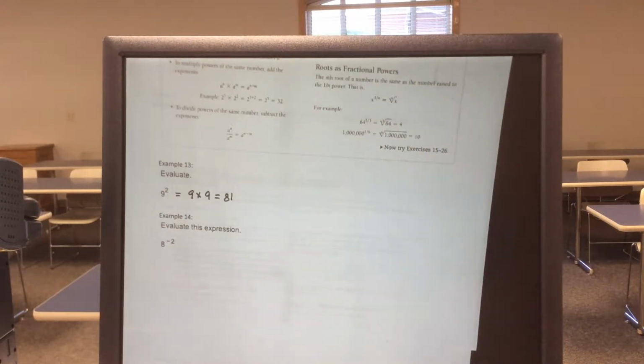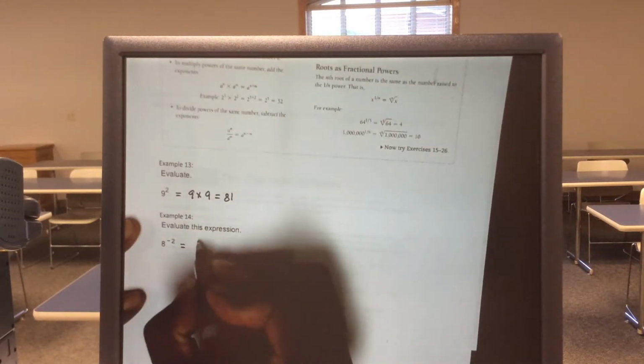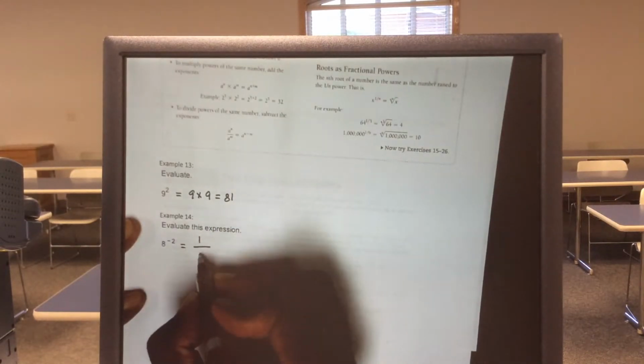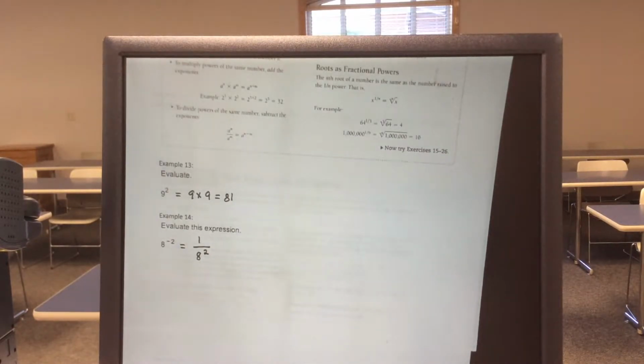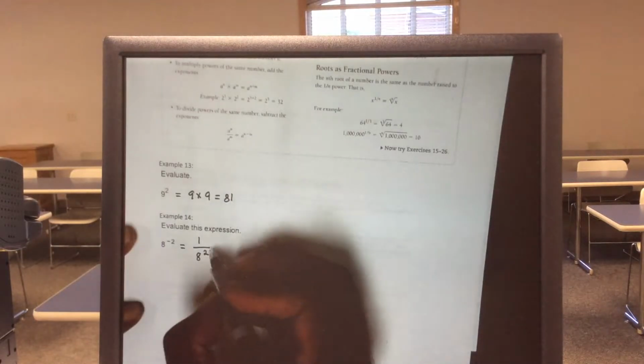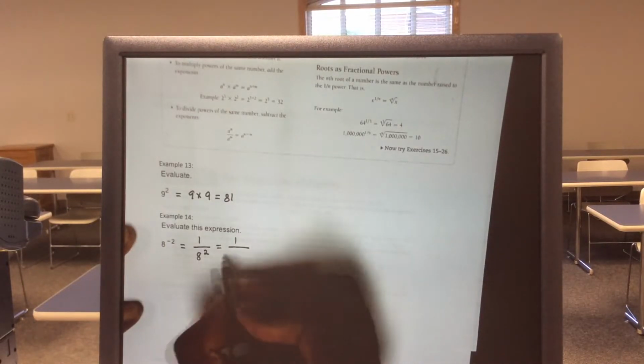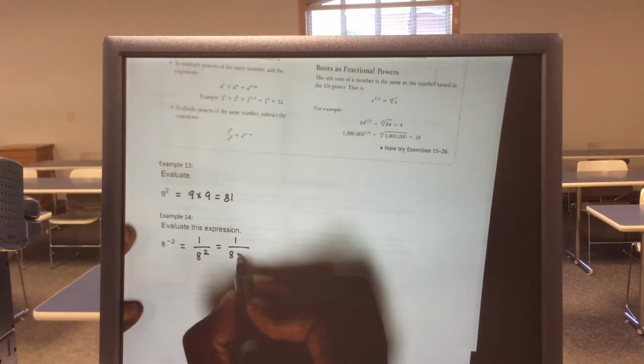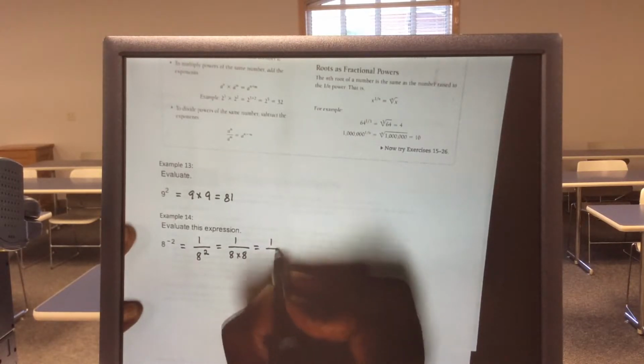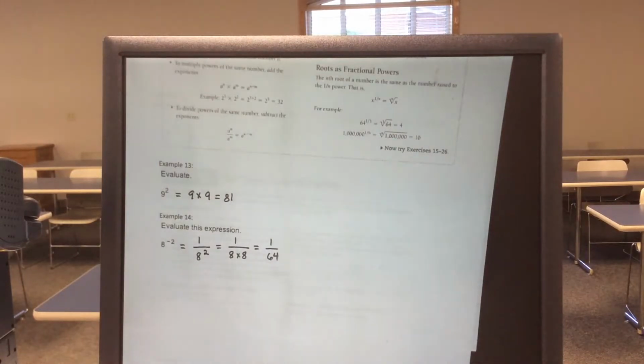Now, for 8 to the negative 2 power, for negative exponents, I always write that as 1 over the base of 8 raised to the positive 2 power. That's how we always write a negative exponent: 1 over that base to the positive power. So 1 over 8 squared, well, I can write 8 to the second as 8 times 8, which is 64. So 1 over 64 would be what 8 to the negative 2 power will be.